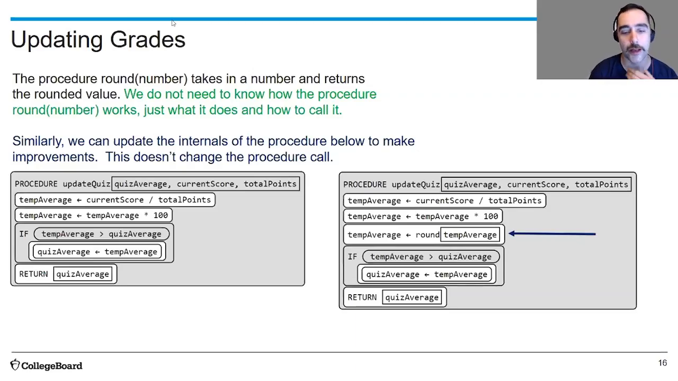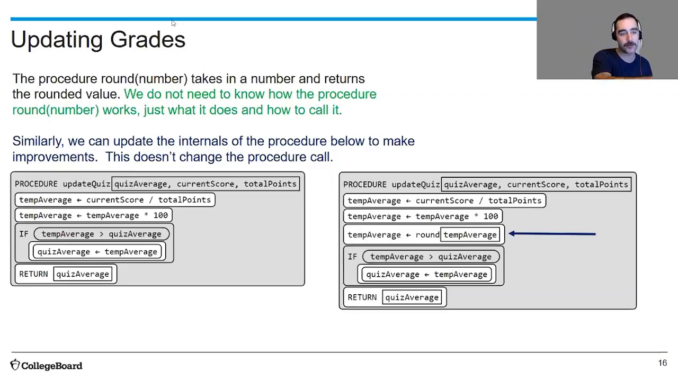So if you look on the right hand side there, you can add in a call to that procedure round, temp average. So that will allow us to round the average. And it will take care of the problem that we had earlier about decimal values being set as the average. So by making this procedure, you've got to realize the benefit there is that we can update that procedure as we go and make it better.